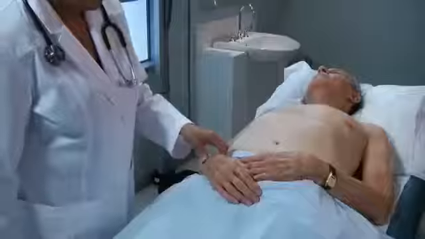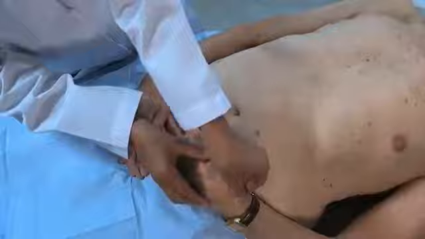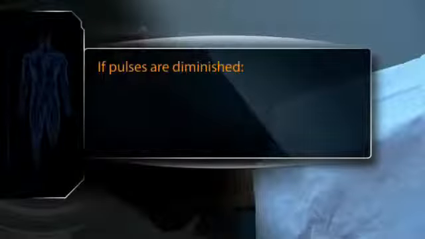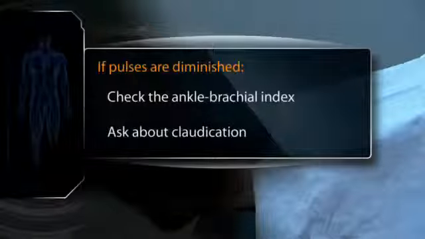Complete your examination of the peripheral vascular system by carefully palpating the radial, femoral, and pedal pulses. If pulses are diminished, consider checking the ankle brachial index and ask about claudication.